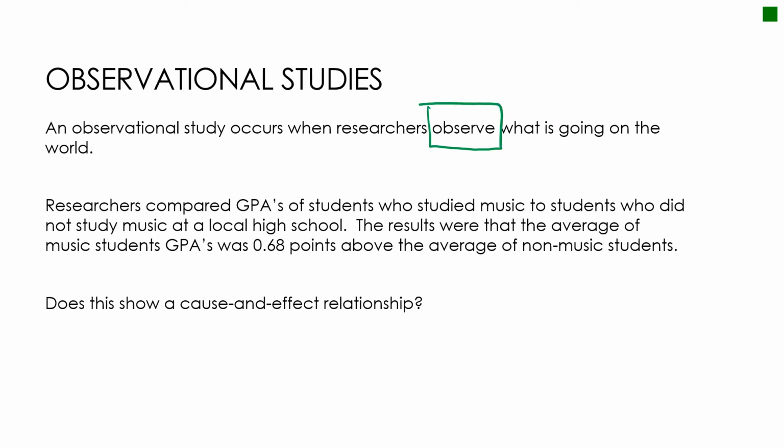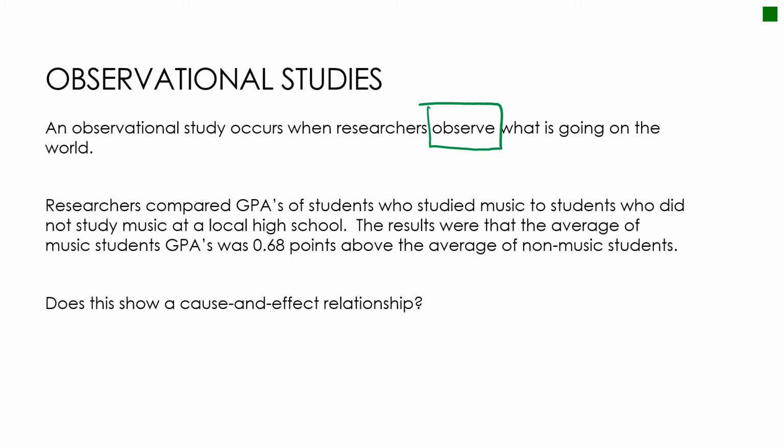For instance, researchers compared GPAs of students who studied music to students who did not study music at a local high school. The results were that the average of music students' GPAs was 0.68 points above the average of the non-music students. So, first of all, this is an observational study because researchers just observed. They collected data. They didn't do any sort of manipulation at all, and that's what an observational study is.